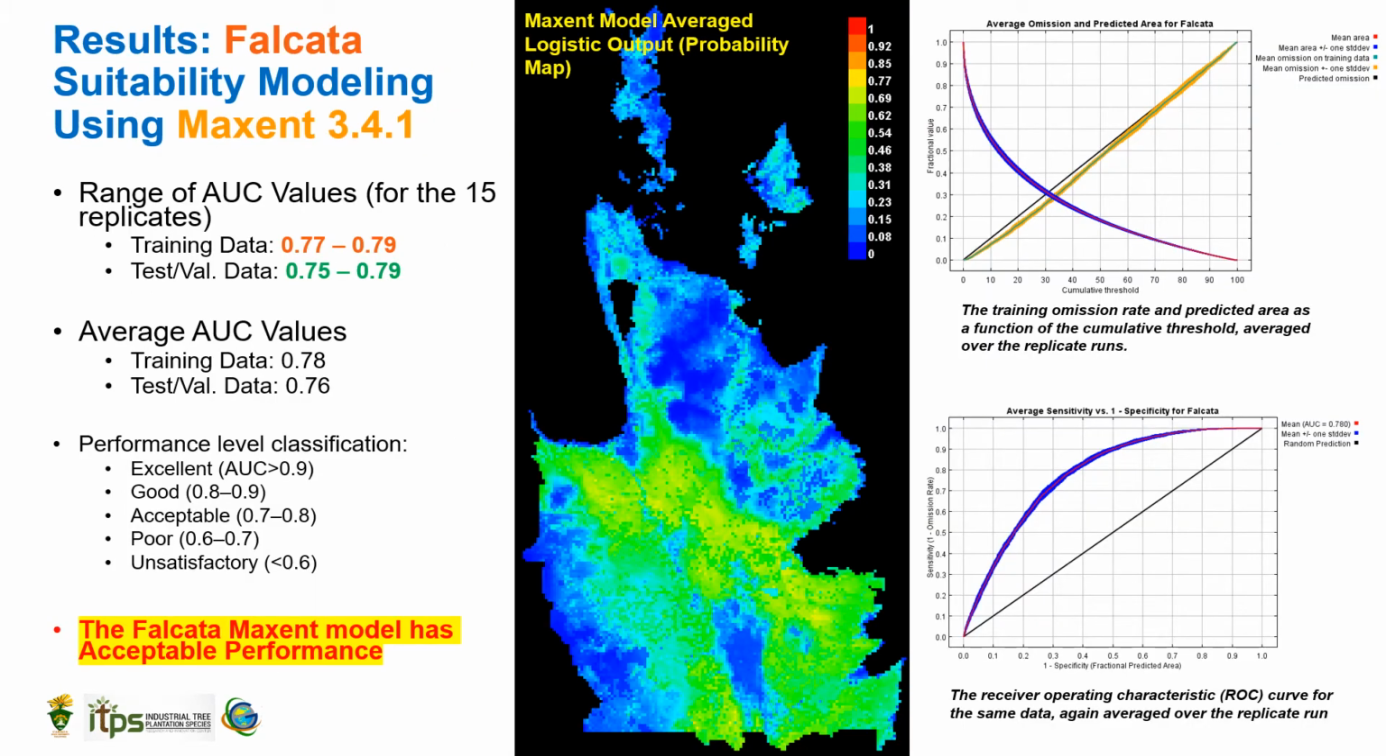For the results, the Maxent model for Falcata generated in this study have AUC values ranging from 0.77 to 0.79 and 0.75 to 0.79 based on the training and testing presence datasets, respectively. The average training and test AUC values are 0.78 and 0.76 respectively, which indicates acceptable Maxent model performance.